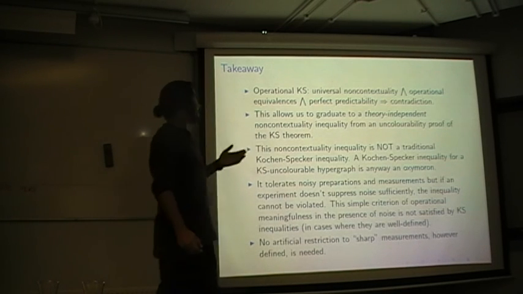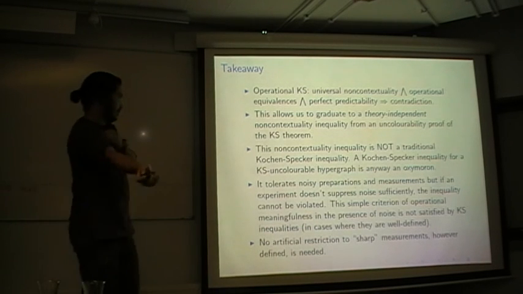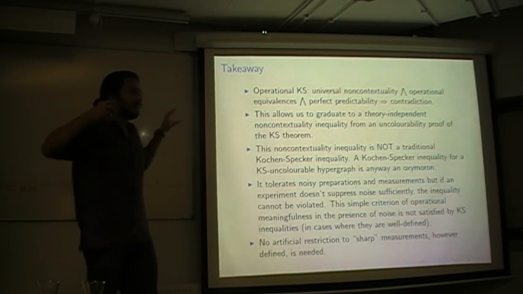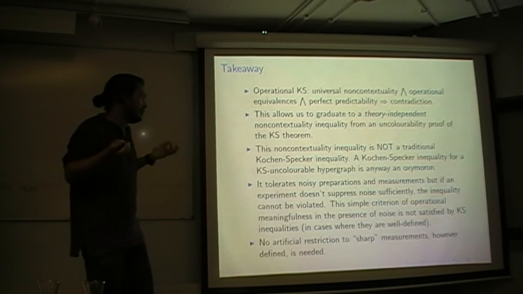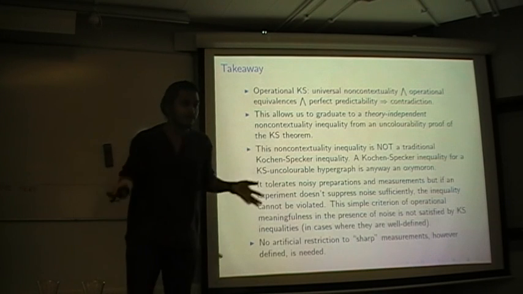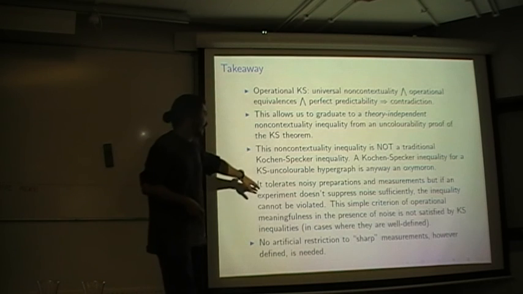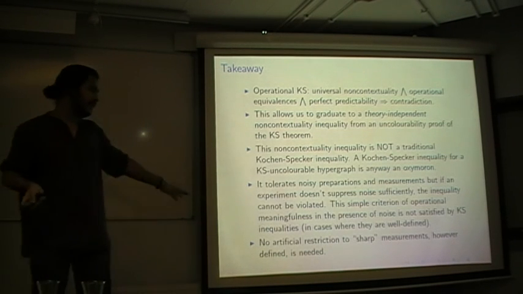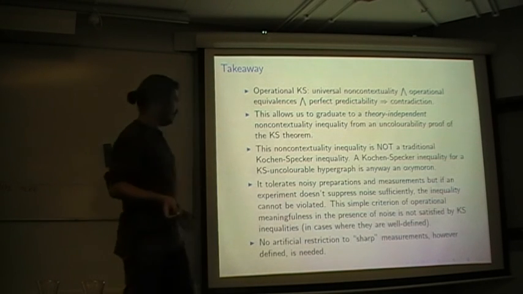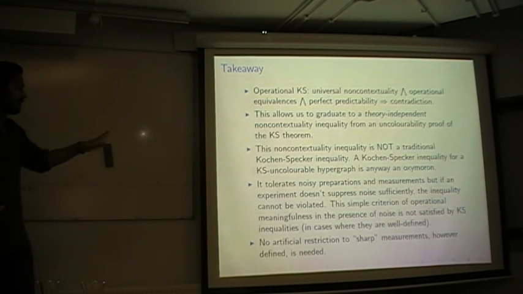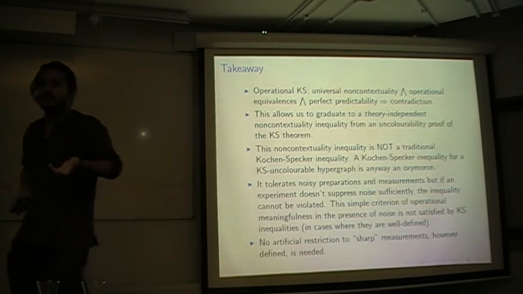This allows us to graduate to a theory-independent non-contextuality inequality from an uncolorability proof of the Kochen-Specker theorem. Again, I have to emphasize that this is not a Kochen-Specker inequality, because, as should be obvious, a Kochen-Specker inequality doesn't make sense in an uncolorable hypergraph, because there are no deterministic models in that hypergraph. It tolerates noisy preparations and measurements, something that's not usually taken into account in standard accounts of the Kochen-Specker inequalities, even in cases where they're well defined.